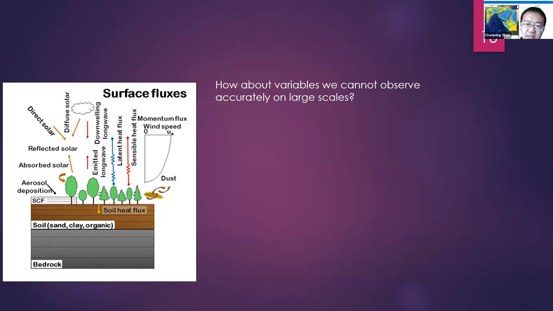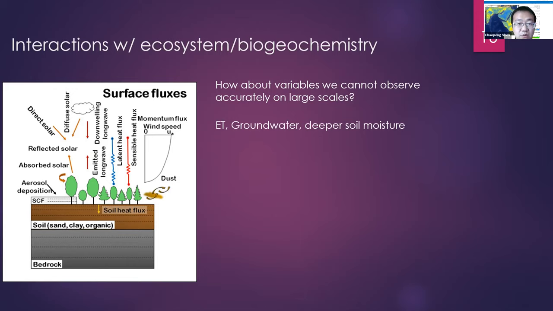Okay, so we've shown that the LSTM is very powerful in making these predictions, giving you close to optimal solutions. But what about the variables that we cannot observe directly? What about evapotranspiration? What about interaction with biogeochemistry, like for groundwater, which is very important? What about deeper soil moisture? For these variables, we still have to rely on the process-based models because you don't have enough observations about them, so deep learning won't work.